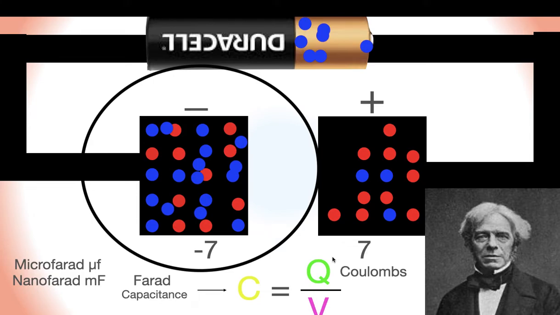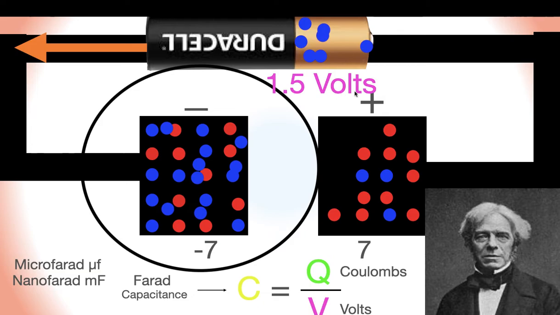And then we have V. V is measured in volts, and it's basically voltage. You could think of voltage as the tendency, or how much the electrons want to get from the negative terminal to the positive terminal. It's basically the force, and in our battery, it's 1.5 volts. So it's the force with which the battery pushes the electrons to get from the negative terminal to the positive terminal. So the capacitance of this capacitor would be 7 divided by 1.5.